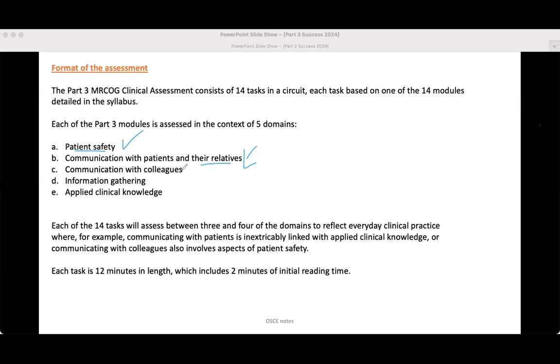Also, communication with colleagues. Colleagues means your juniors and your seniors and the other staff in the hospital. How are you going to make sure that you have good communication with the colleagues while you are planning the care of this case? This is, my friends, one of the domains. And it's a shame, to be honest, that people fail in communication with colleagues, because they forget the role of the seniors, the role of the MDT, the role of writing back to the GP or involving the GP in the care of this patient.